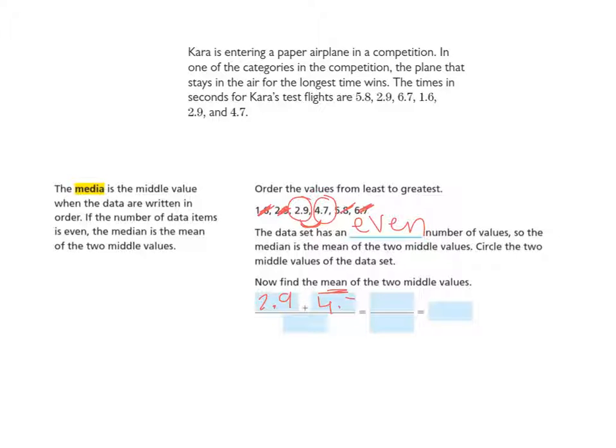2.9 plus 4.7, and we're dividing them by 2 because we're only looking at these two numbers. Okay, we're not going to use all 6 numbers. Now remember, you can use your calculator. This one I can just quickly add up. 7.6. Oops. 7.6 divided by 2.